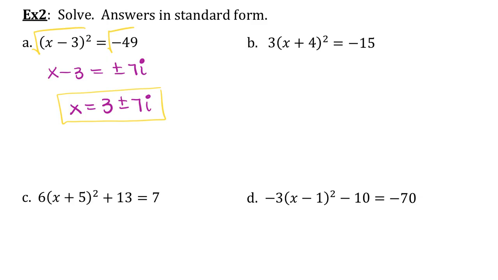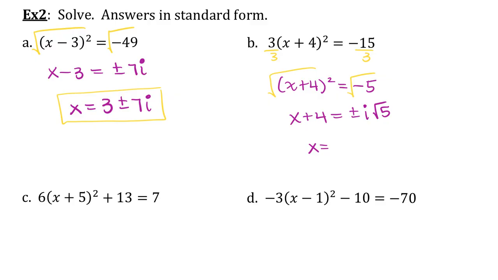Let's go ahead and try the B. 3x plus 4 squared. Divide by 3. X plus 4 squared equals negative 5. We're ready to square root. Okay, x plus 4 equals plus or minus. It's going to be imaginary. And then the square root of 5, we're going to leave it as square root 5. Okay, I'm going to subtract the 4 to the other side. When you write your answer, the real goes first. So the minus 4 goes first. And the imaginary goes second. Because it asks for standard form.